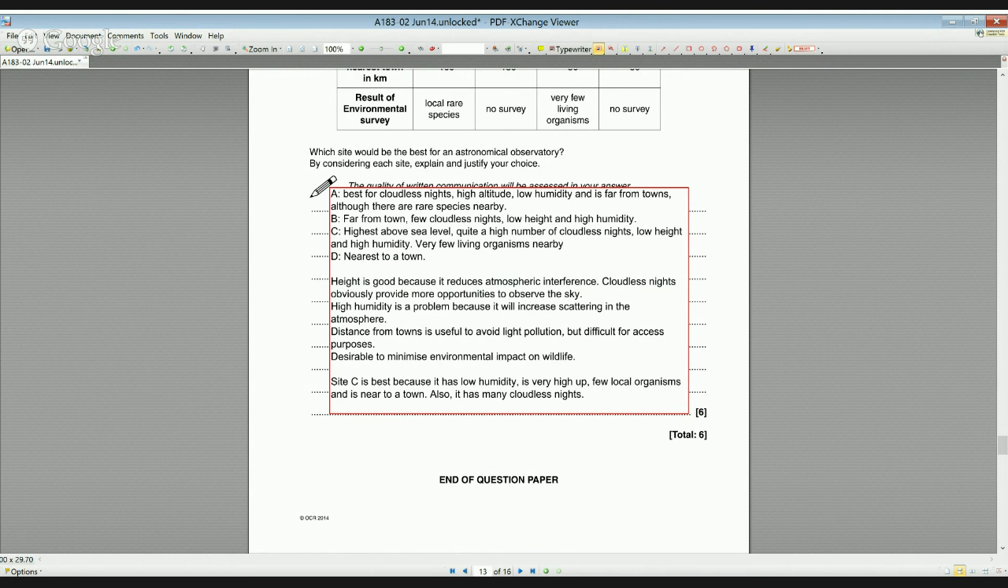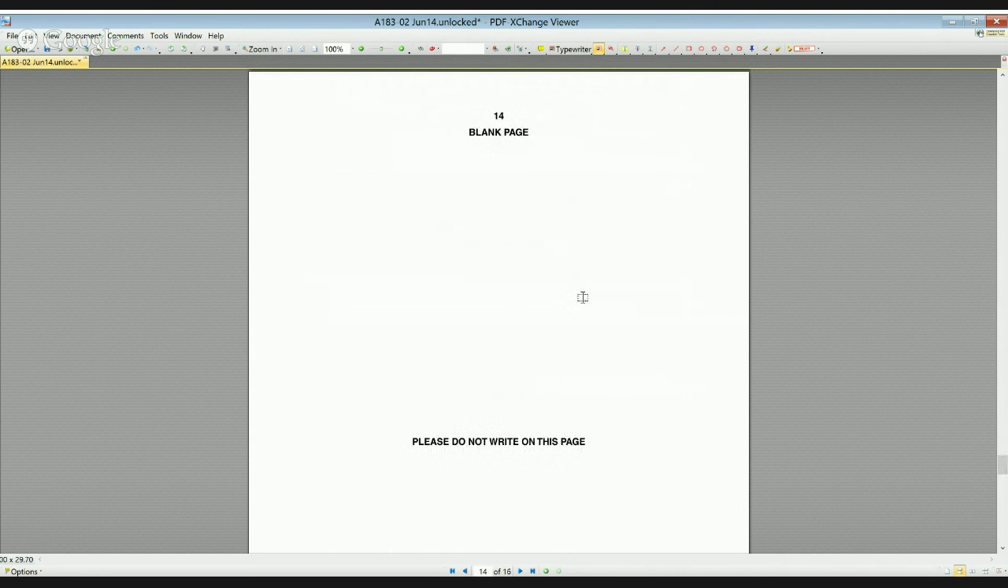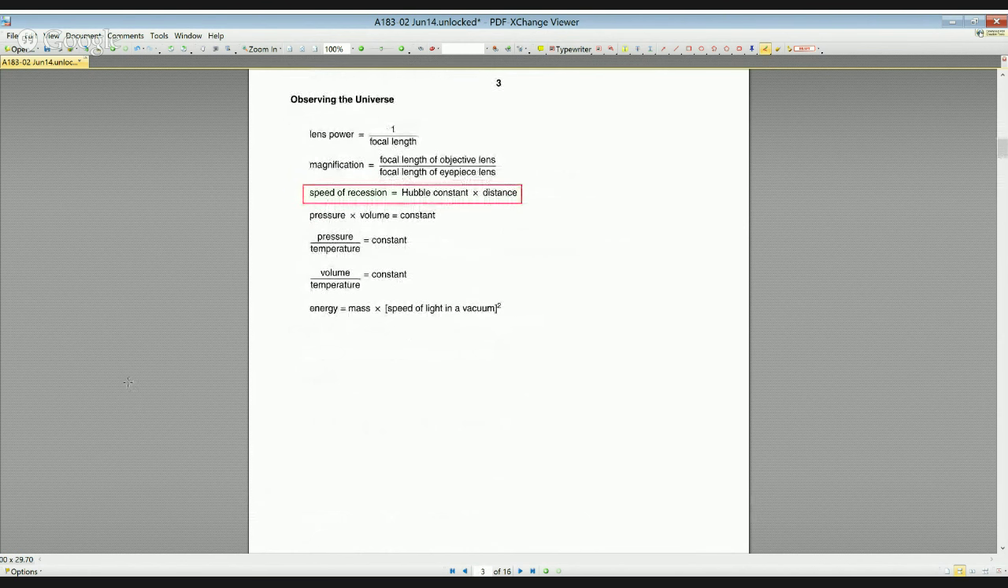Oh, Max Fader says, can I go over the 3 pressure equations? Yeah, let's have a look at that. So if I just find a blank page. The 3 pressure equations, which I'm not sure, are they given to you on the formula sheet? Let's have a quick look. Yes, they are. Pressure times volume is constant. Pressure over temperature is constant, and volume over temperature is constant.